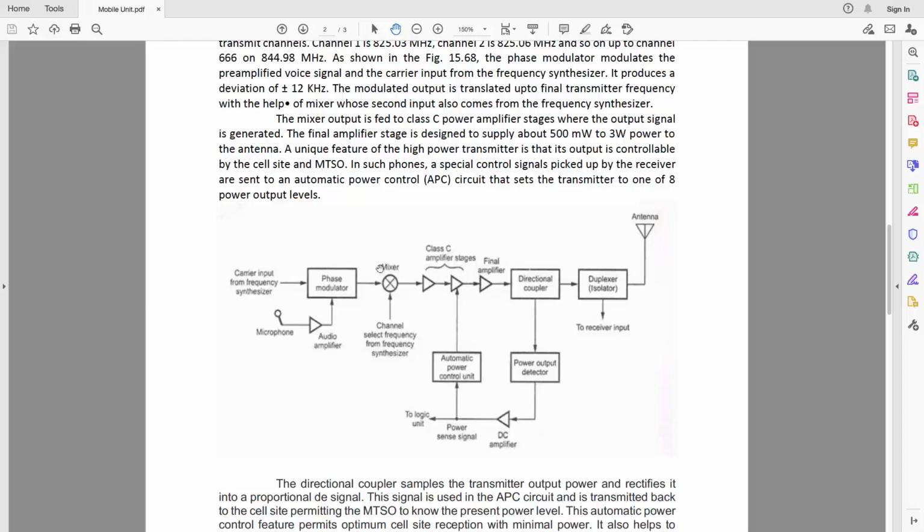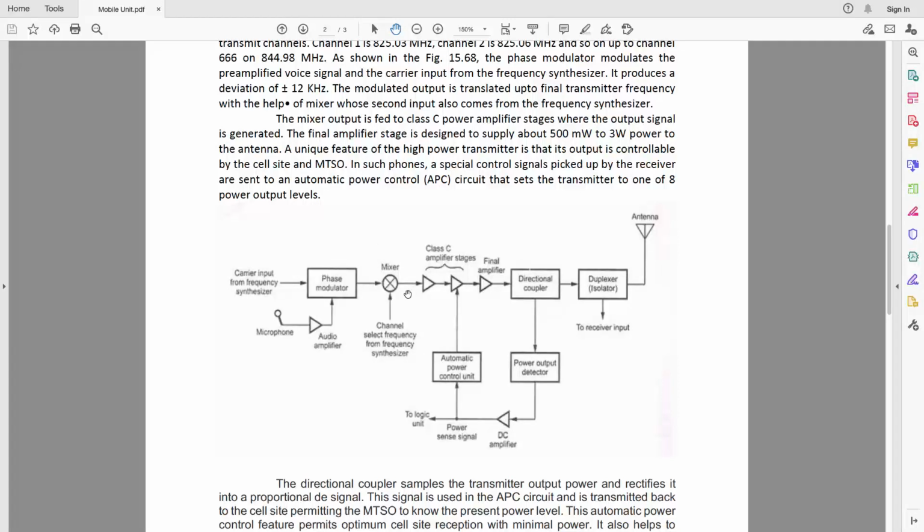Suppose this is a frequency f1 and this is frequency f2. So what is the function of the mixer? The mixer will produce four different frequencies. So what are the four different frequencies? Either this signal will be f1 or f2 or f1 plus f2 or f1 minus f2. So here we are going to get four different types of signal, and out of these four signals we can design the mixer so that one particular signal should be here.